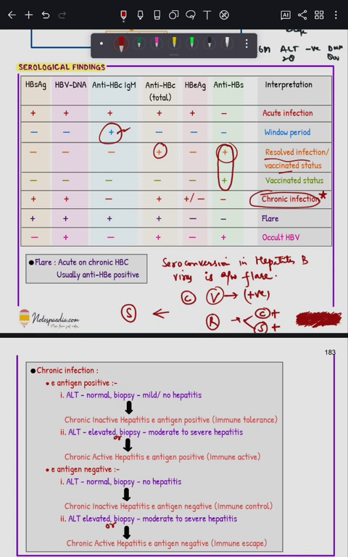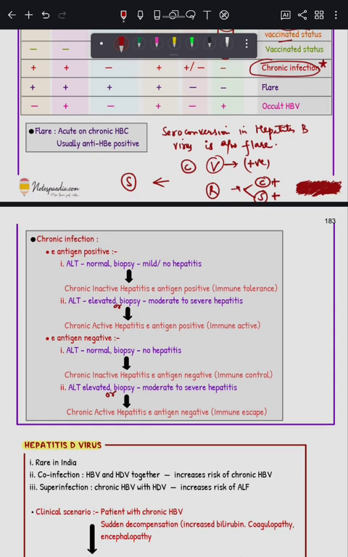Now how do we define flare? If a patient has chronic HBV infection but there is sudden ALT rise and sudden development of anti-HBc IgM, so IgM reappears during flares of chronic HBV infection. It is seen in immune active or immune escape phases. As we already mentioned, there are 4 phases: immune tolerance phase, immune active phase, immune escape phase, and immune control phase.